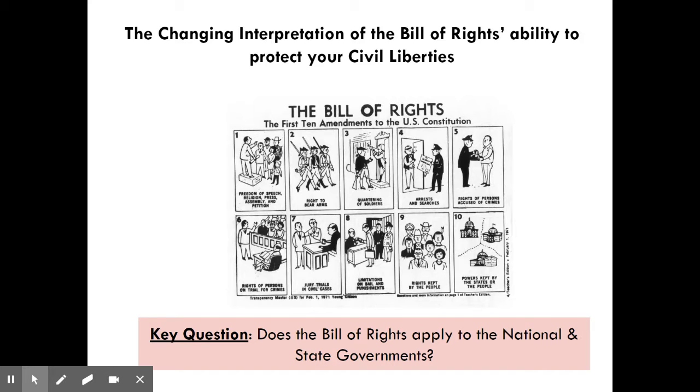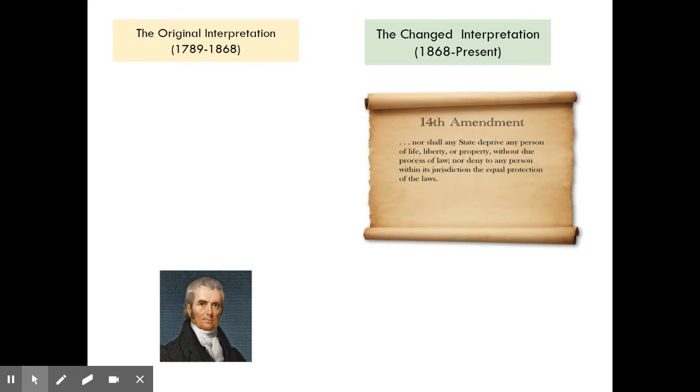So the key question this video focuses on is: does the Bill of Rights apply to both the national and state governments? Does the national government have to promise all these rights, and do state governments have to promise all of these rights to its citizens? The interpretation on how you answer that question changes depending on what time period you're looking at in American history.